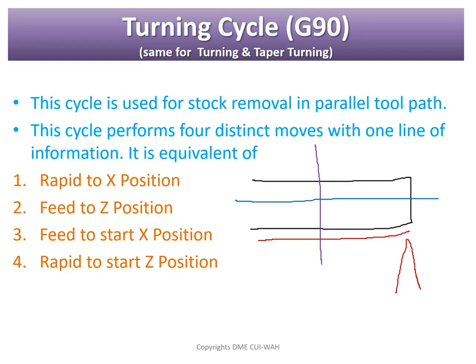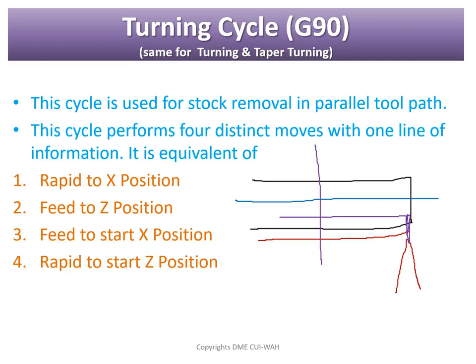Rapid to X position. A rapid to X position will give the tool movement in the X direction, in this direction. In the last slide I said the X direction was perpendicular to the workpiece. Basically X and Z are perpendicular to each other. I was mistaken in the last slide. So X and Z are perpendicular to each other. Rapid to X motion will give the tool motion in this direction. And feed to Z position, feed will give the movement to the tool in this direction.